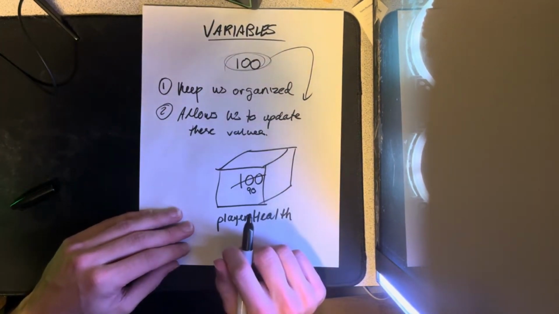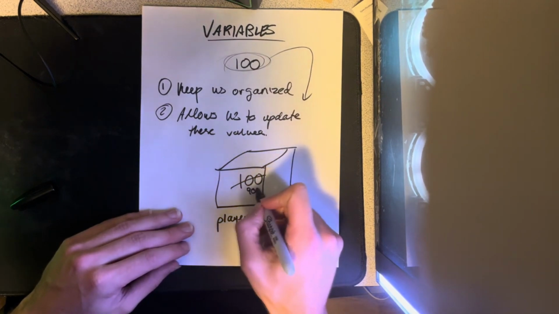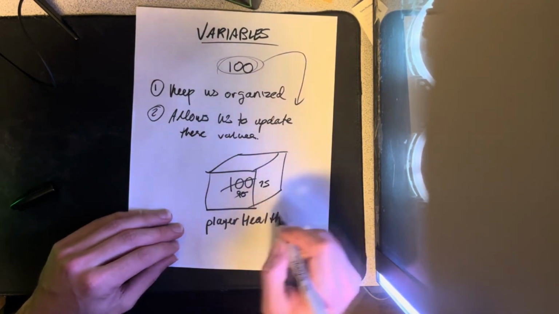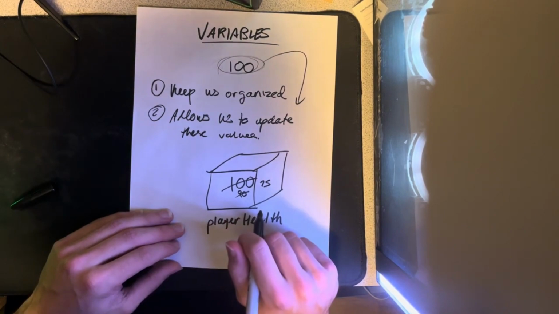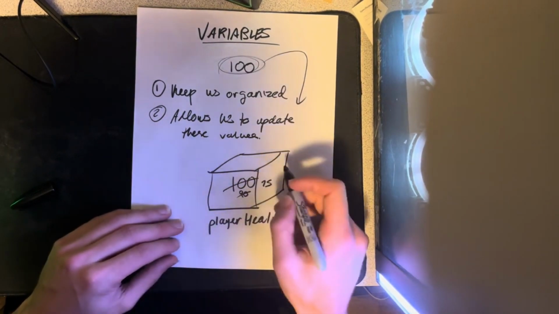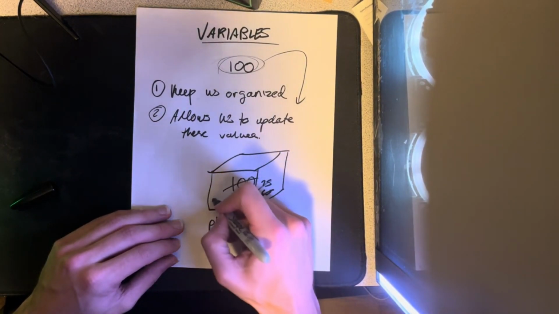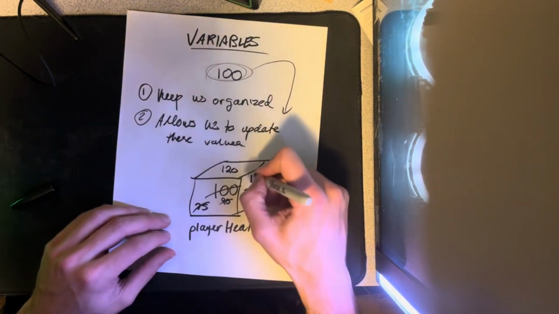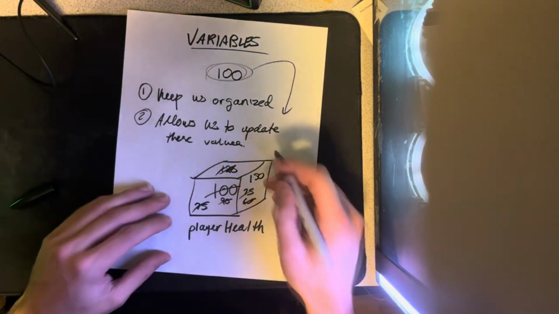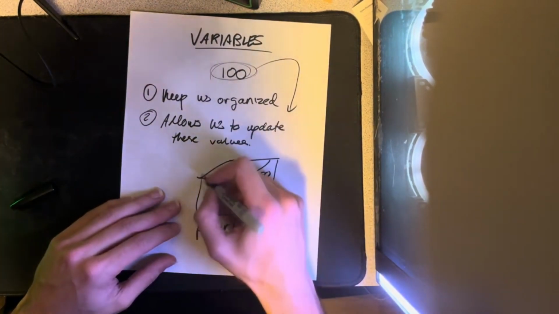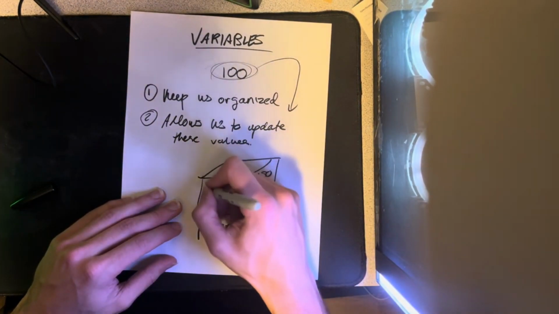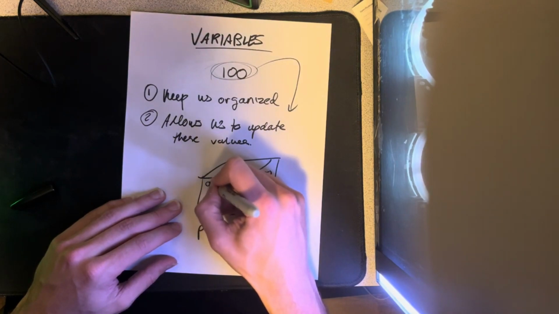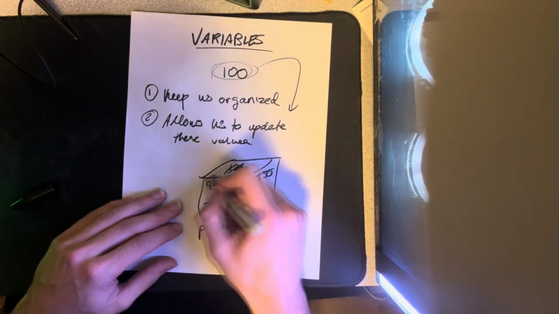I can change my variable to be 90. Let's say they take some more damage and now their health is 75. I can change my variable to 75. Let's say they do all types of things. They drink a potion, all of a sudden their health's up to 120. They got some more armor, their health is up to 150. All this stuff happens. And right now their health is 95.